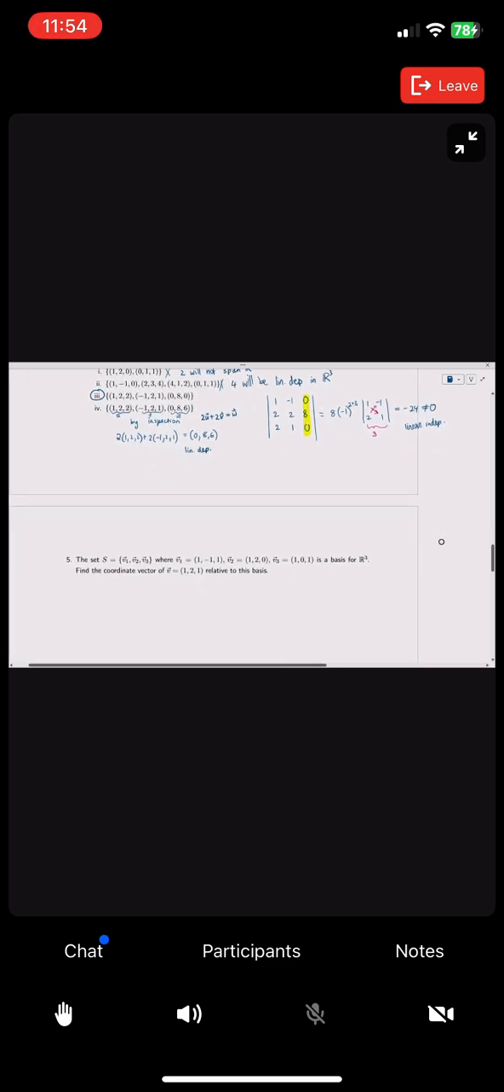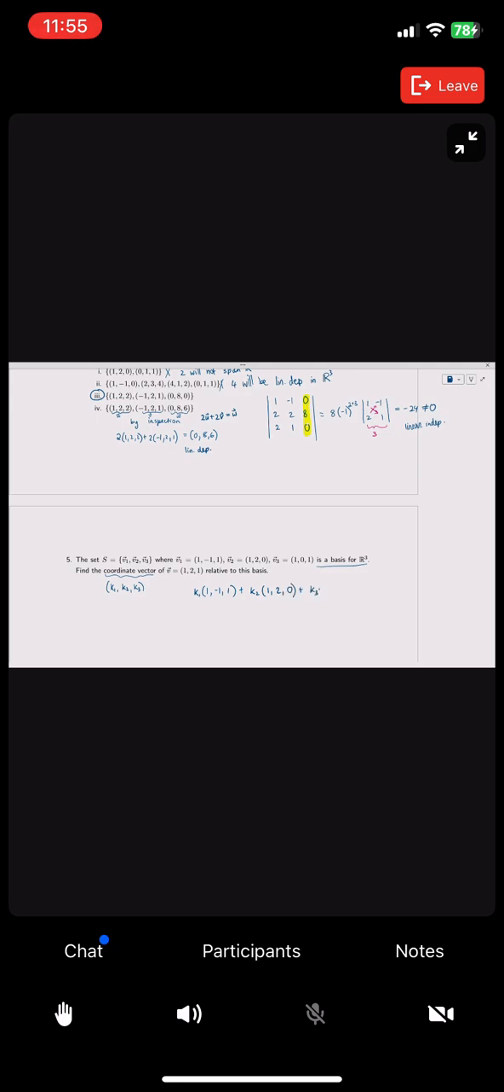Now for question 5, the set S, where those are V1, V2, V3, they tell you it is a basis of R3. If I wanted to find a coordinate vector relative to this basis, it is made up of the coordinates k1, k2, k3, such that when you multiply those coordinates with the vectors from the basis, you get this vector v. So always read carefully what the question is asking.